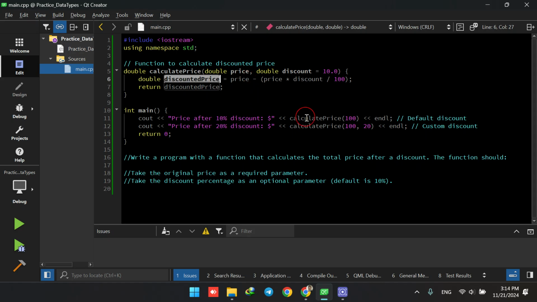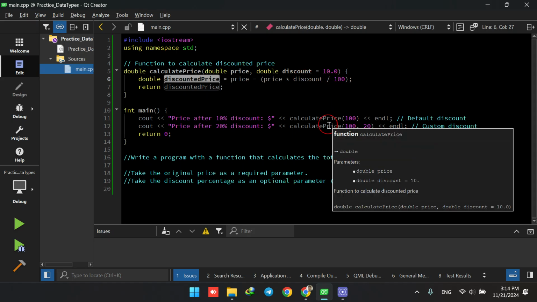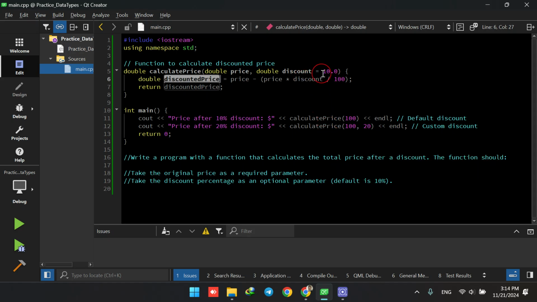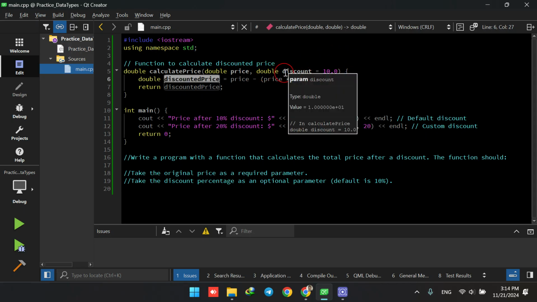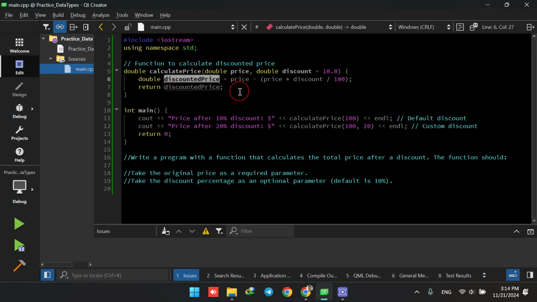Because we are calling the function only with the first argument, and the second argument is a default parameter, if we do not call the function with the second argument and only call it using the first argument, it's going to take 10% as the default value for the discount. So 10% is assigned to this discount, and then price minus, within parentheses, price times discount divided by 100. The final price is stored in the discounted price, and we return the discounted price here.